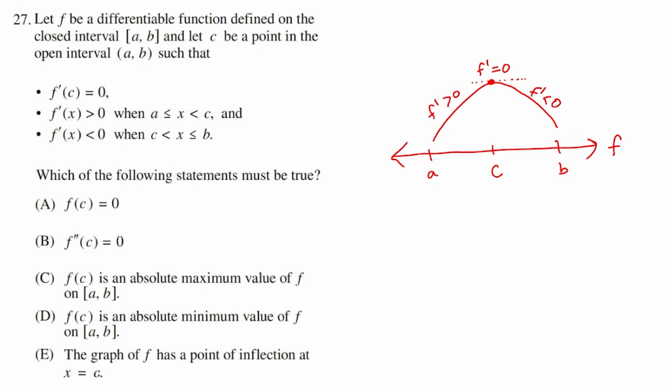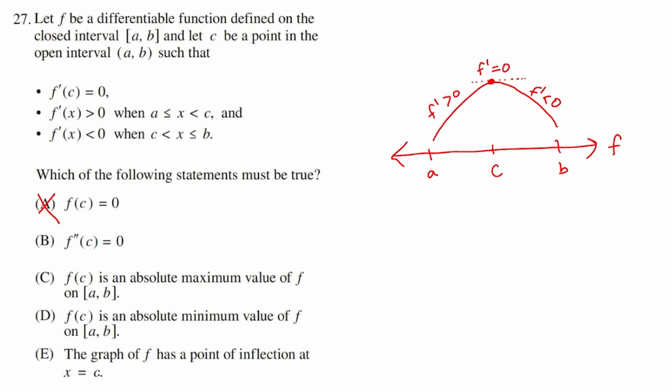Part A says f of c is 0. Without any further information, we cannot determine the value of the function. So A is not going to be true necessarily. It might be true. It might be that the x-axis is actually right here, but we don't have any information to justify that.